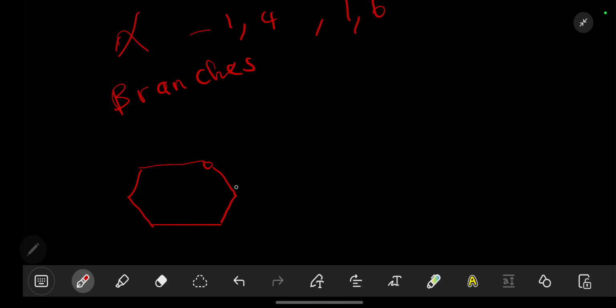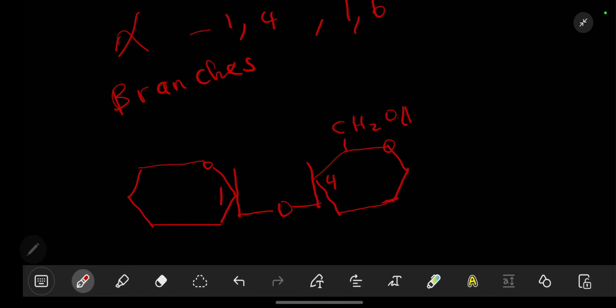For the sake of simplicity, if we have one carbon like that, then it bonds like that. So this is a 1-4 glycosidic bond. Then we are going to have something like this. Remember, this is a 1, this is a 1-4, so we have oxygen there. Here we had a CH₂OH like that. Now we are going to have a branch. Another carbon might join here.